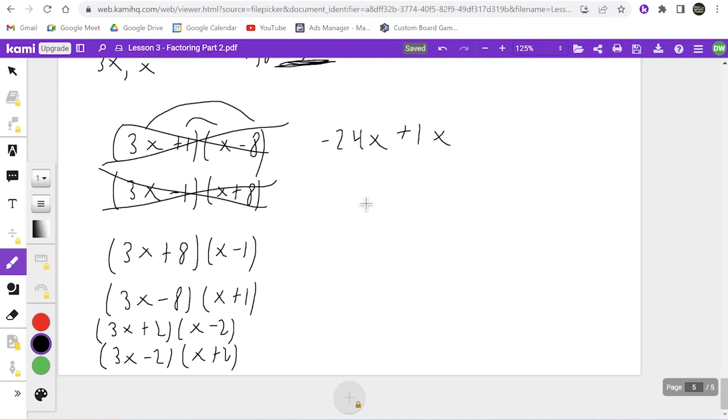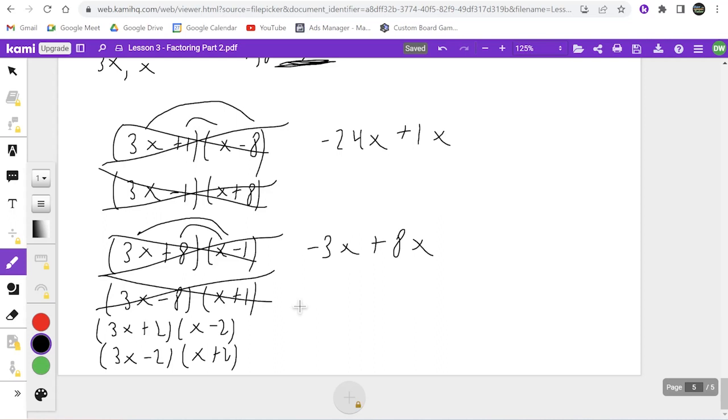It's just going to flip the sign. So that's wrong. Next, let's try this one. So 3x times negative 1 is negative 3x. 8 times x is plus 8x. That's positive 5x. Again, not what I want. I want positive 2x. And I know the one below that is going to be negative 5x, which is also wrong. So it's one of the last two, it looks like.